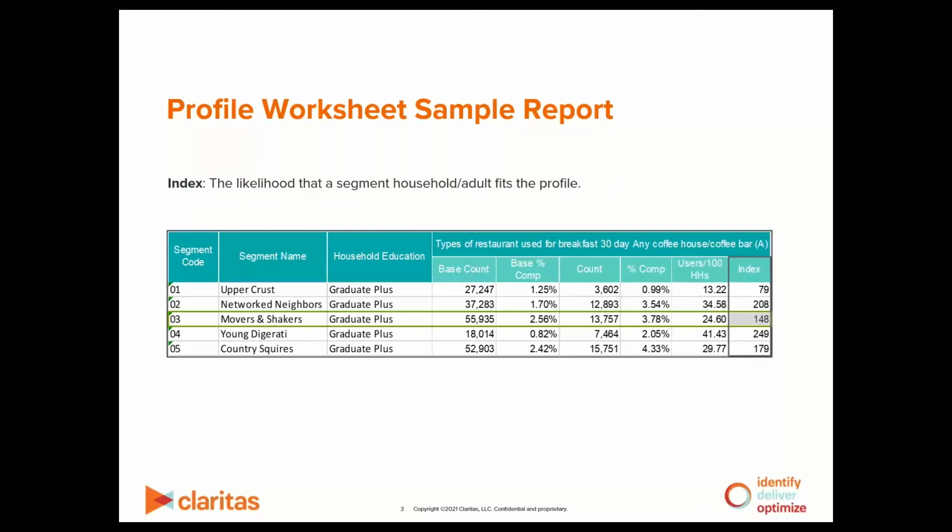The final measure is index, which is the likelihood that the selected segment fits the profile behavior compared to the overall analysis area. In our example, that means movers and shakers are 48% more likely to visit a coffee shop than the average household in the Atlanta CBSA.